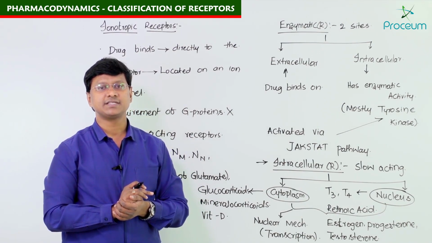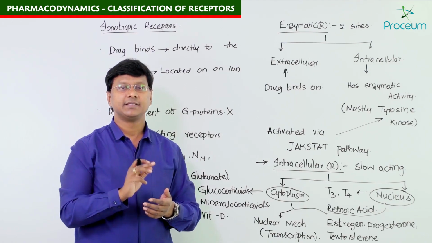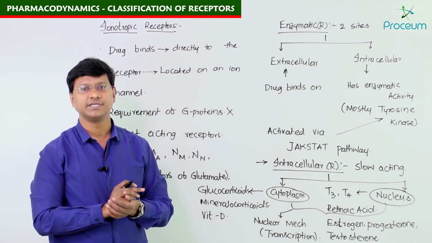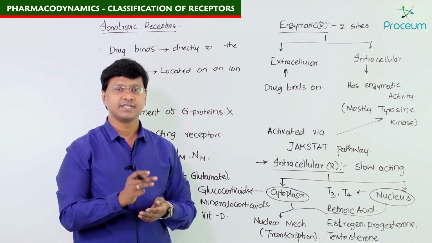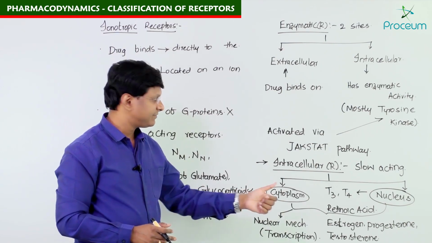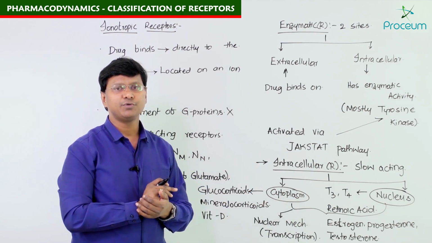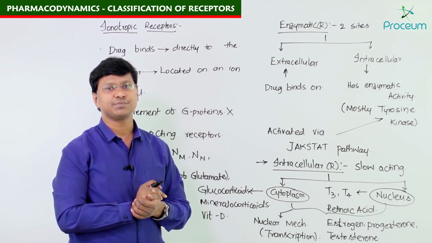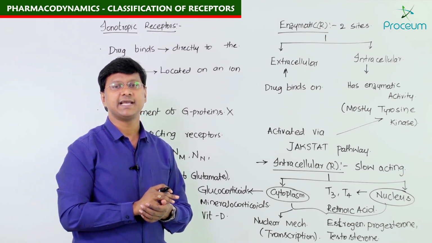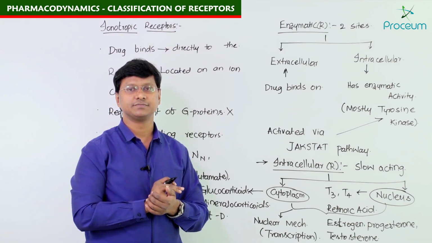Now you take the intracellular receptors. Remember, these types of receptors are slow acting, and the receptors may be either in the cytoplasm or within the nucleus. The cytoplasmic receptors are mainly for your glucocorticoids, mineralocorticoids, vitamin D, and the nuclear receptors are mainly for your thyroid hormone T3 and T4, retinoic acid, estrogen, progesterone, as well as testosterone. And both types of receptors finally act by the nuclear mechanism, that is by affecting the transcription.